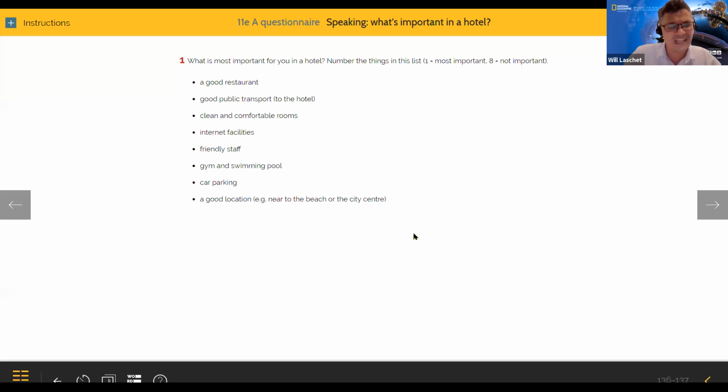Good restaurant, 38%. I would have thought that would have been important, but I guess most people prefer to eat outside of the restaurant, perhaps. Okay, so I'm going to stop sharing the results there and just get rid of that. And we're now going to go over and do an activity.